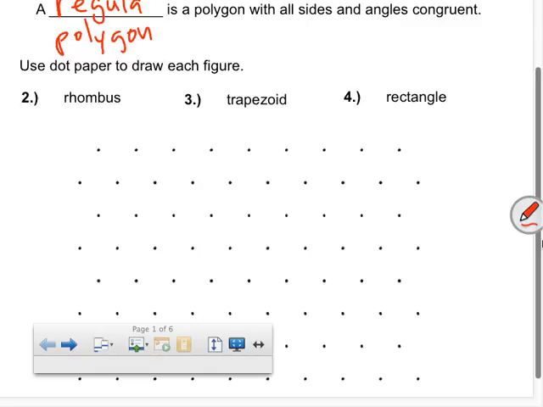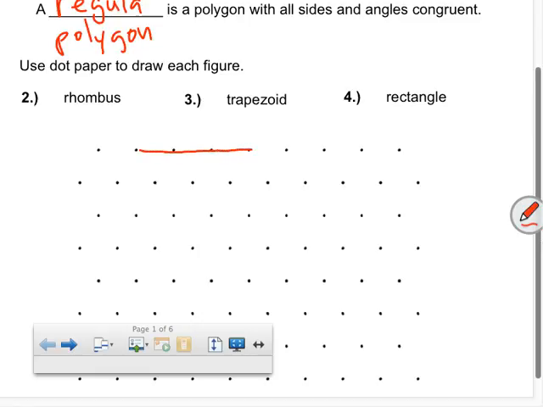Now, can somebody give me the definition of a rhombus? What's the definition of a rhombus? Nathan? A quadrilateral with all the sides congruent. Yes, a rhombus is a quadrilateral. That means there's 4 sides and all the sides are congruent. Now, is every square a rhombus? Yes. Is every rhombus a square? No, not every rhombus is a square. Very good.